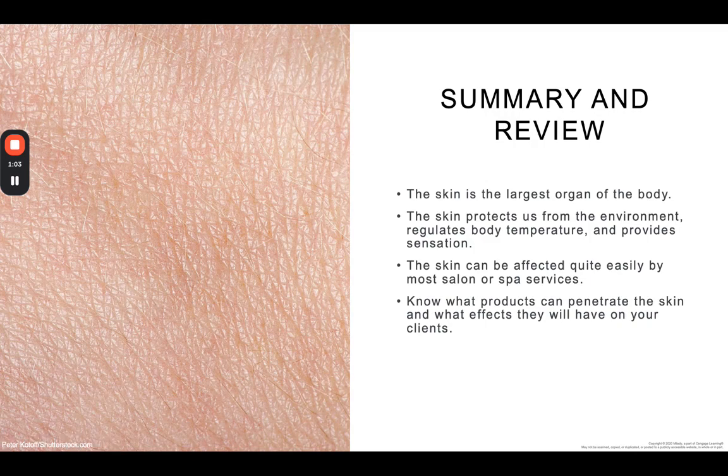That is our Chapter 3 review. So we have reviewed the skin as the largest organ of the body. We know that the skin protects us from the environment, which also regulates our body temperature and provides sensation. The skin can be affected quite easily by most salon and spa services. You also want to know what products can penetrate the skin and what effects they will have on your clients.